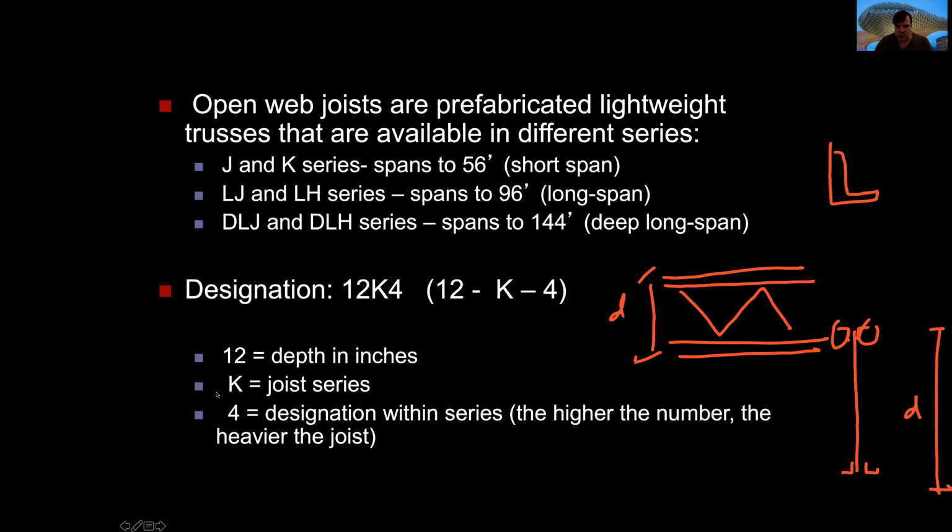K is the joist series, I mean, how much span it can support. In our case it is maximum 56, and 4 is the designation within the series. I mean, this material will have a thickness, and depending on how thick the material is, you will have a designation in the series. The higher the number, the heavier the joist.